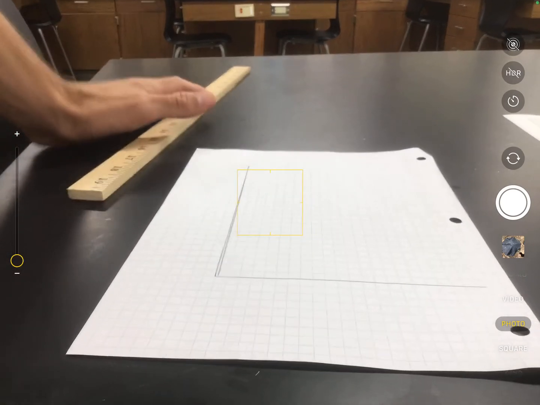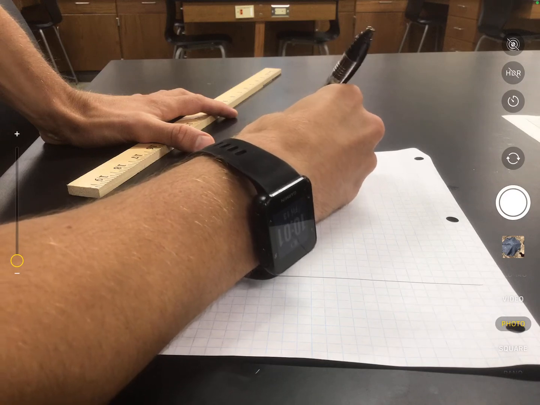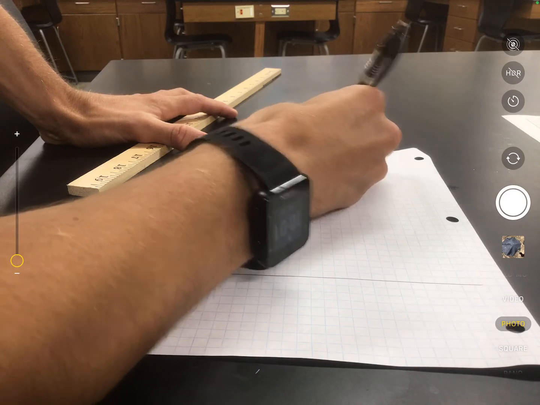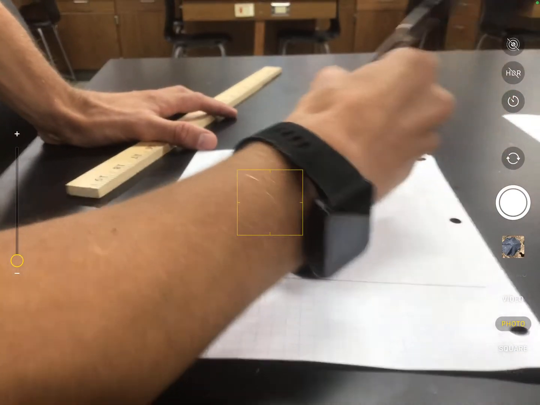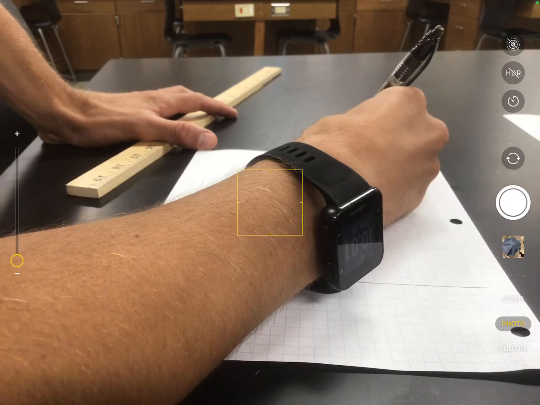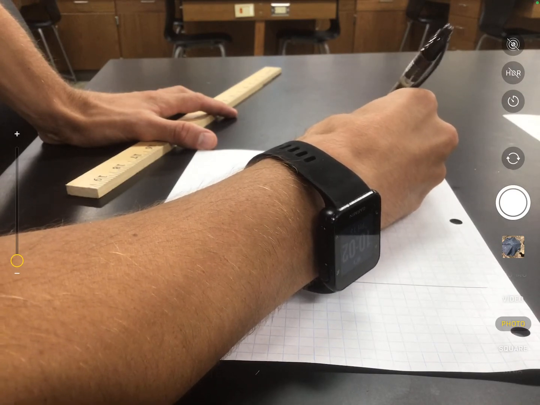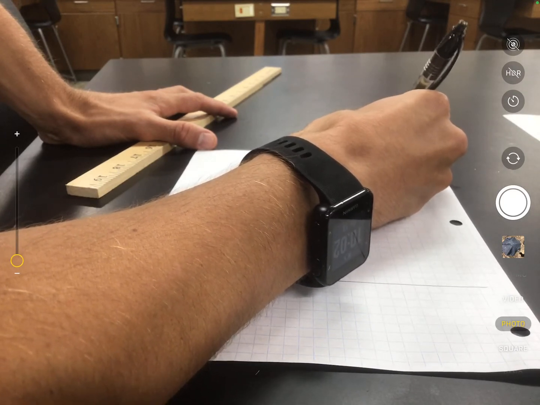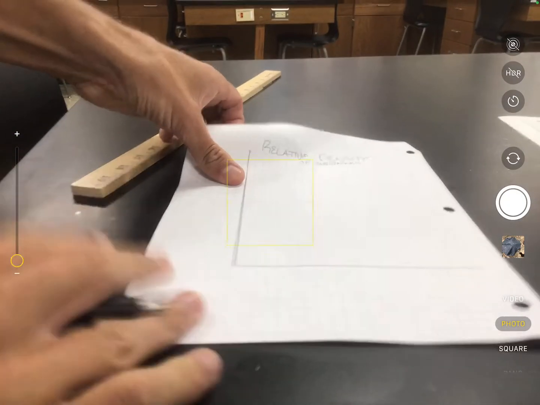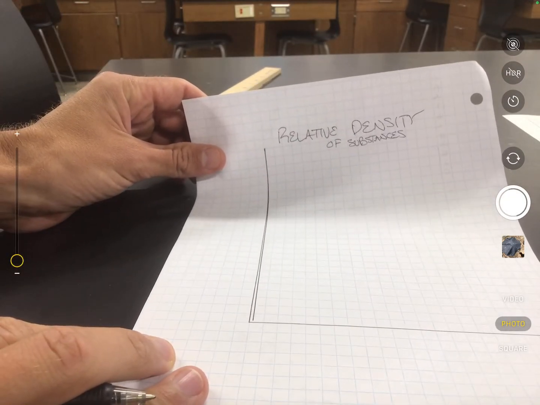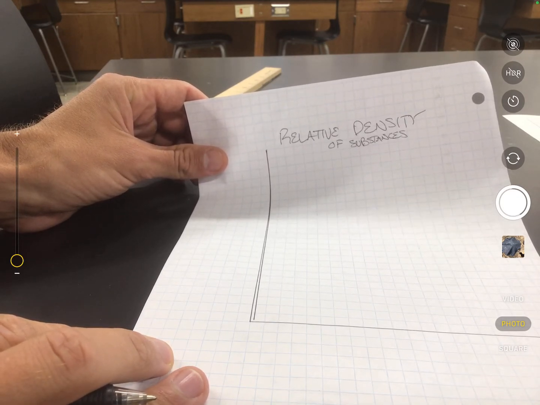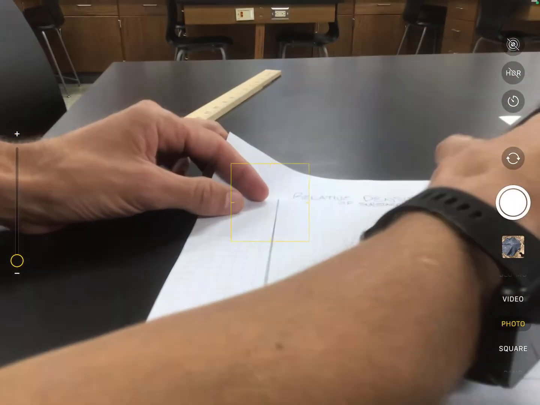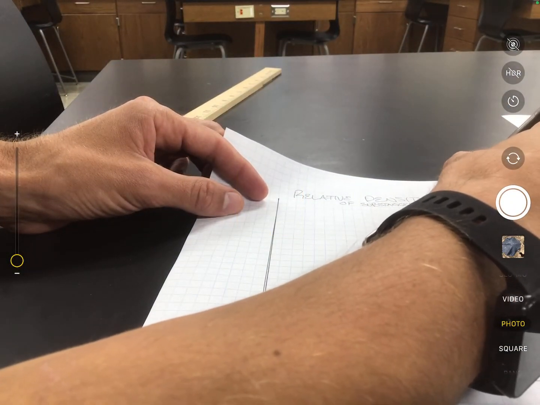So my title will be Relative Density of Substances. And by density, I'm going to hold it up. So relative density of substances, and what I'll do for density is write the units next to it. So in parentheses, I'll write grams per milliliter.